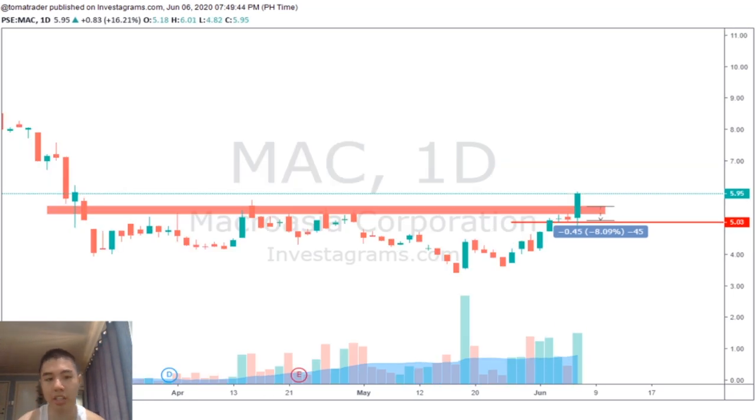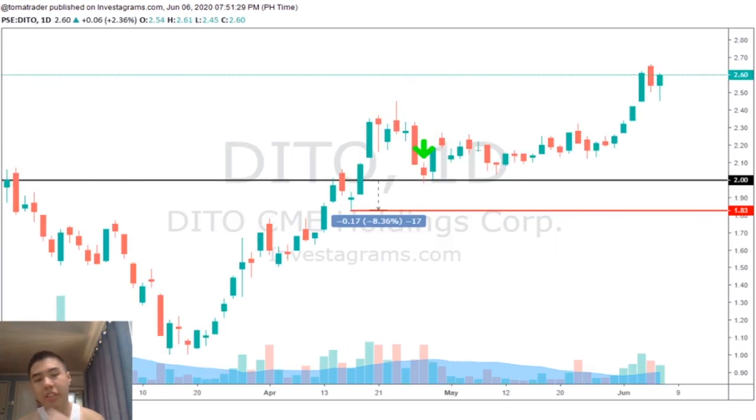Here's another example. Let's say you bought MAC at the breakout. Diba? And you wanted to place your stop loss at 8%. Again, measure mo lang, markahan mo. So, pag nag-below 5, cut na dapat. 8% loss na yun. Right? Eto, here's another example. So, this is a personal trade of mine as well. I bought it at 2 pesos. If I wanted to have an 8% stop, basic lang, measure ko lang, markahan ko. Yan, 183 yung stop ko. So, that's a percentage stop.